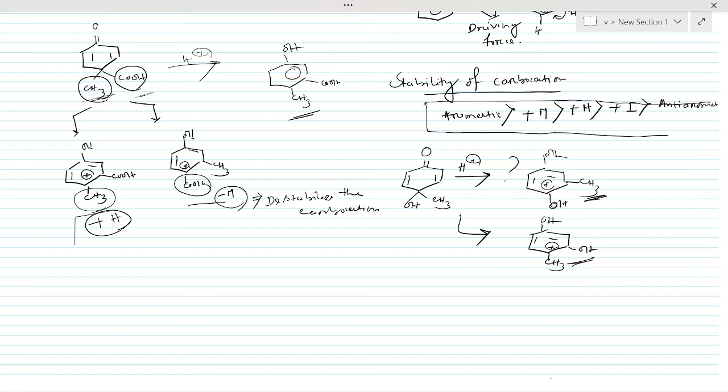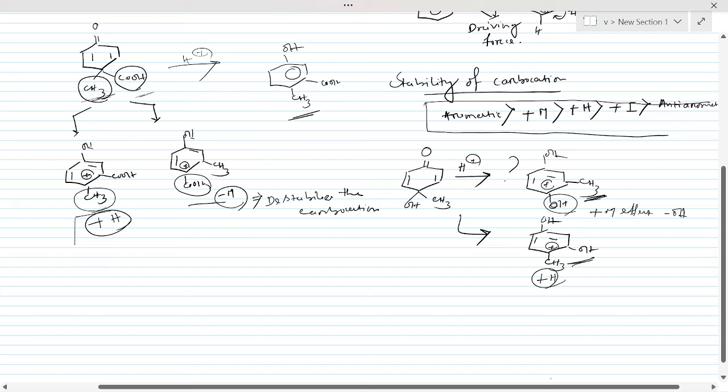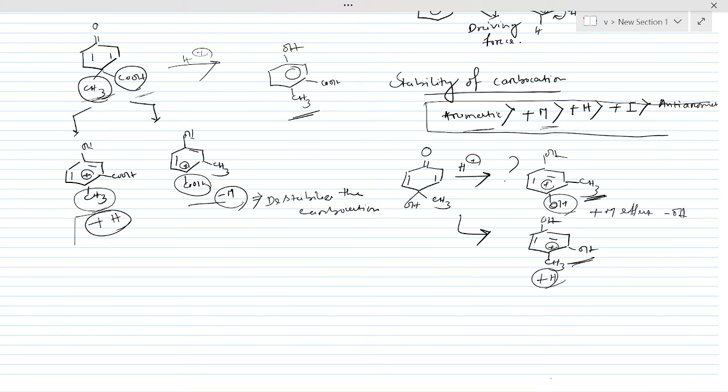See, here the carbocation is stabilized by the plus M effect of the OH group, right? But here it is by plus hyperconjugation effect. So you can see in that order aromatic, then mesomeric effect. So the OH group will remain intact and the methyl group will migrate. So what is the product of the reaction? OH here and CH3 here.